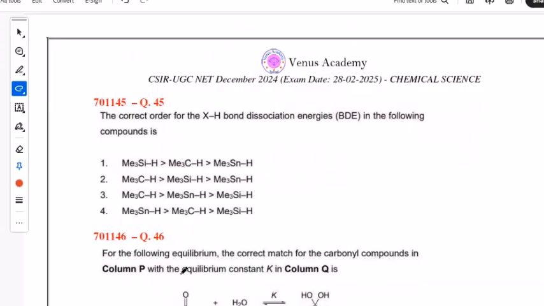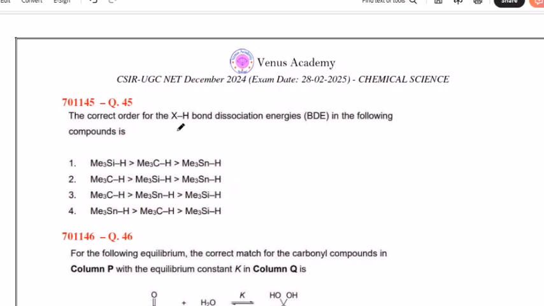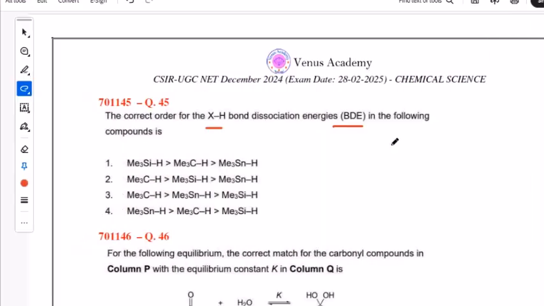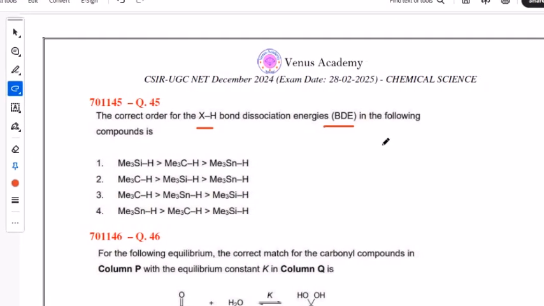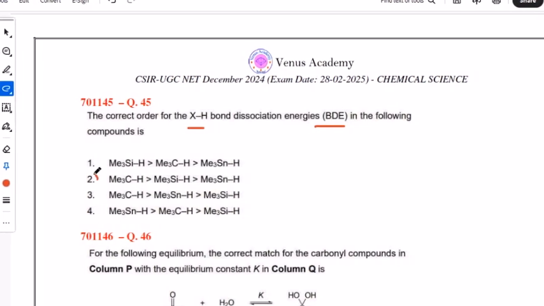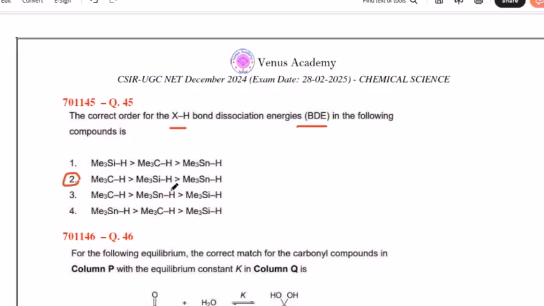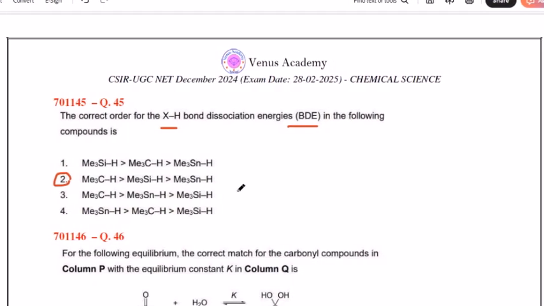Next, question number 45, the correct order for the XH bond dissociation energies in the following compounds is option number 2. This is trimethyl, tetrabutane, silane and tin compounds.